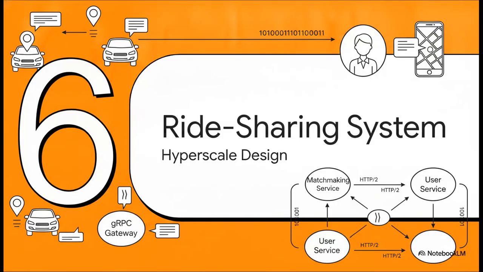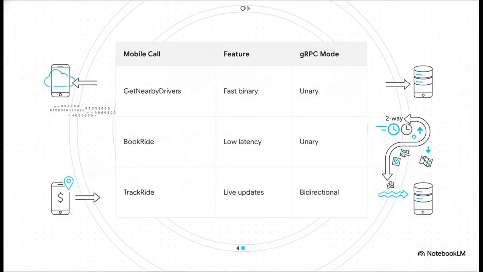Let's bring this all together in Part 6, Ride-Sharing System Design. Let's take all this abstract theory and apply it to a massive backend. Think millions of concurrent drivers and riders. And this brilliantly illustrates how those 4 communication modes map directly to active features. When the mobile app calls get nearby drivers, it uses a unary call for fast, simple binary communication. When it hits book ride, it relies on low latency guarantees to secure that transaction instantly.